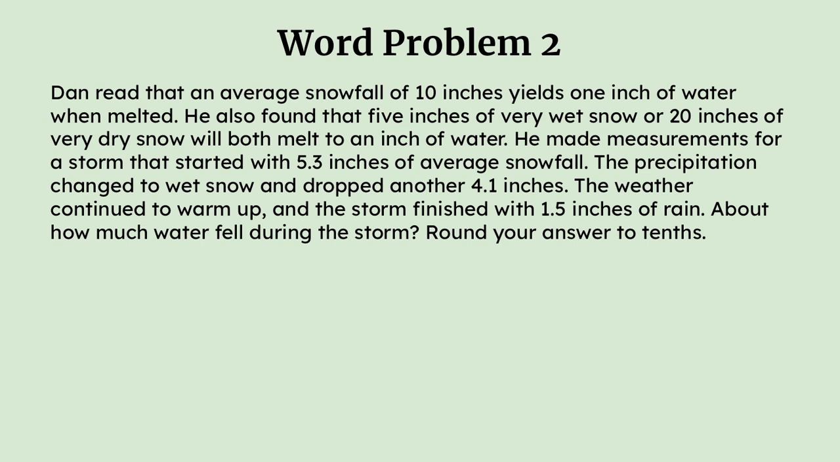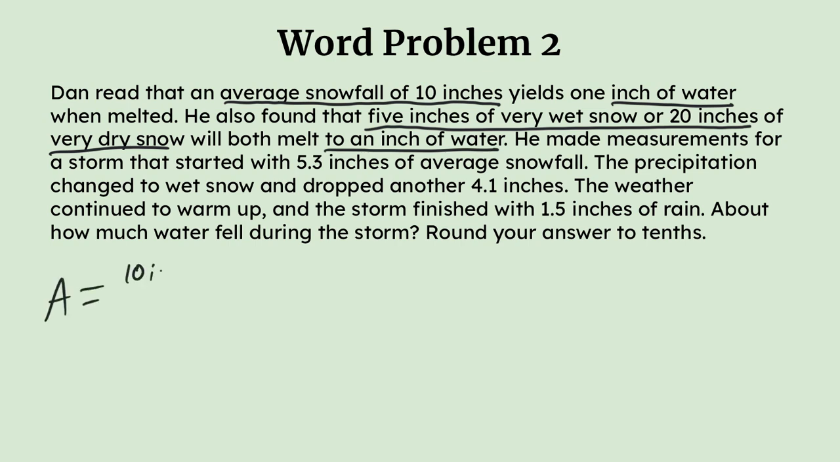So an average snowfall, what it means by average snowfall here is just the basic consistency of snow. It's not talking like an average snowfall in a year of 10 inches. Okay. So he found that 5 inches of very wet snow, or 20 inches of very dry snow, will also melt to an inch of water. Okay? So basically we've got average snow is going to be 10 inches to 1 inch. Top is snow, bottom is water.